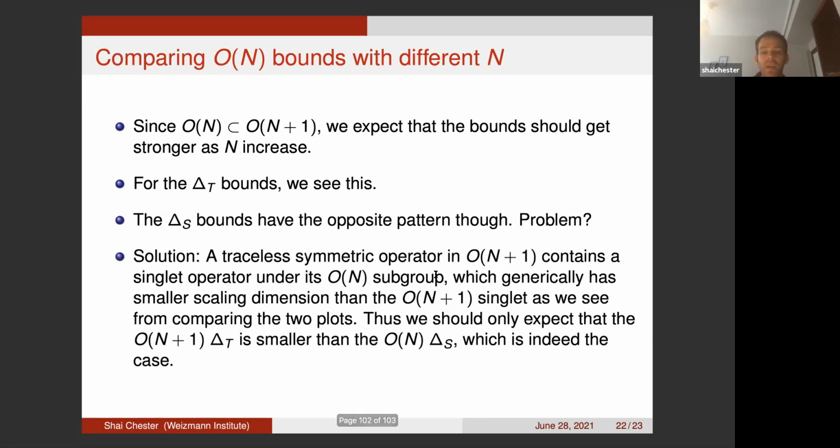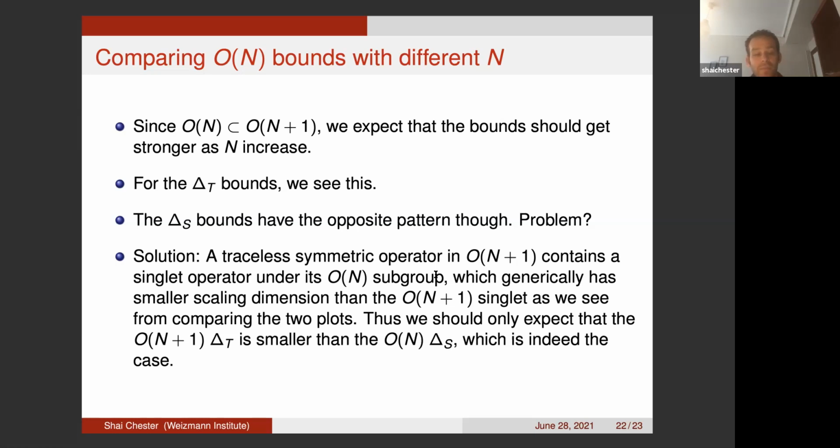So in particular, a traceless symmetric operator in O(N+1) contains a singlet operator under its O(N) subgroup, which generically has a smaller scaling dimension than the O(N+1) singlet, which we can see from comparing the two plots. Thus, the only thing we should expect is that the value of Δ_T for O(N+1) is smaller than the value of Δ_S for O(N), and that is indeed the case.